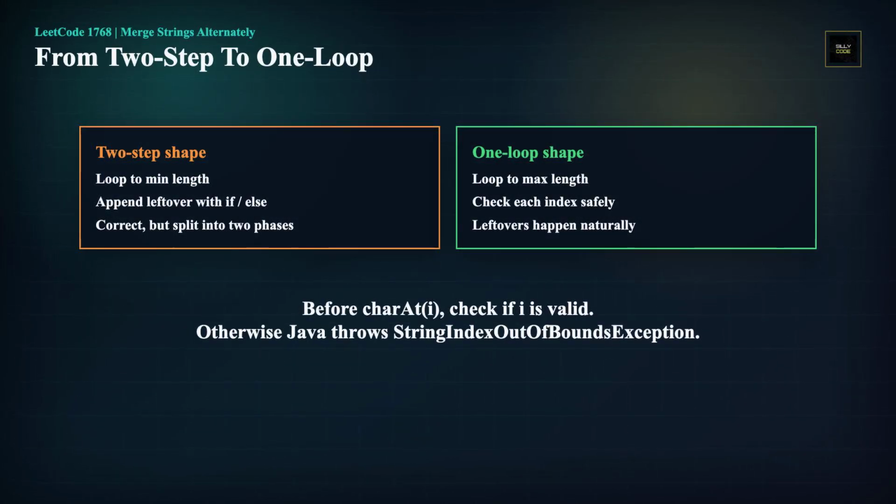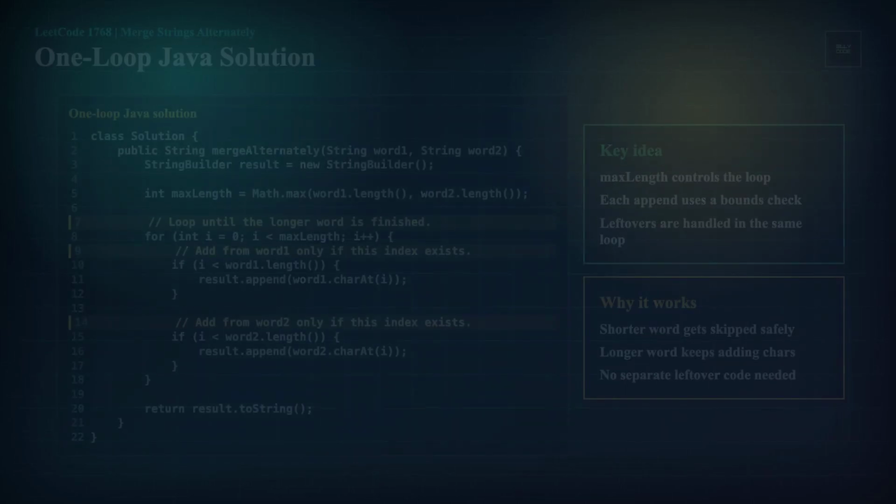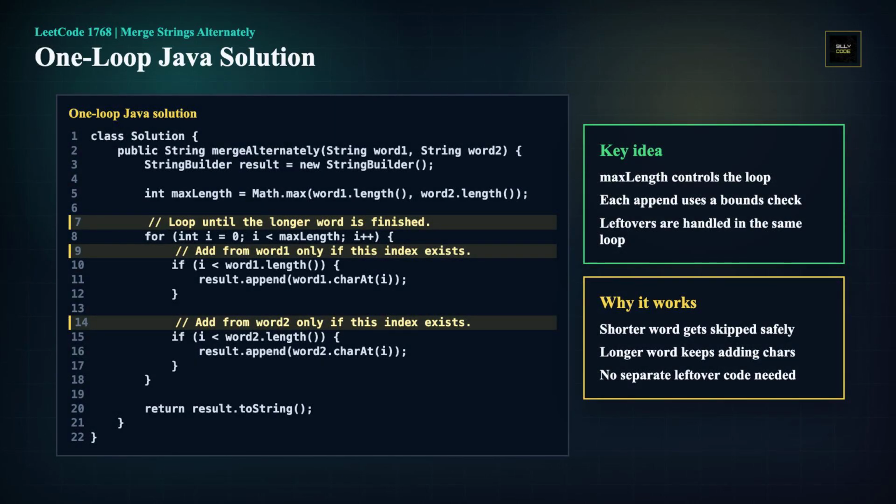Instead of looping to the shorter length and then handling leftovers separately, we can loop to the longer length. At each index, if that index exists in word1, append word1 character at i. Then, if that index exists in word2, append word2 character at i. This way, leftover characters are handled naturally. Here is the one-loop Java solution.